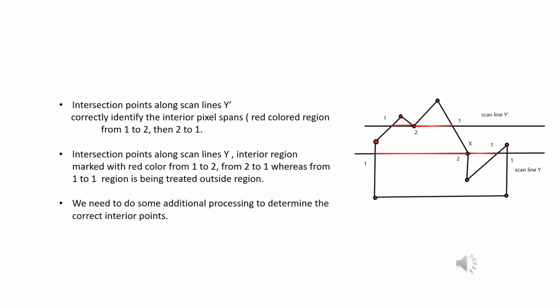Here, the intersection point that is labeled with X is also a polygon vertex, but the candidate edges have come from different sides. So that point should be counted as a single intersection point. Then we need some additional processing to determine the correct interior points.